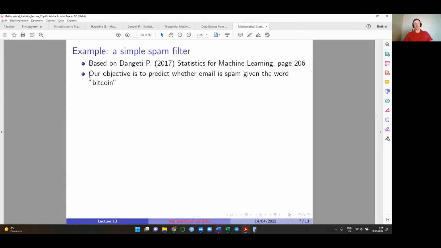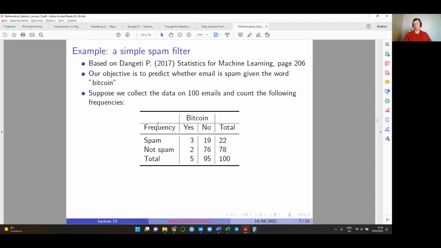So look, suppose that our objective is to predict whether an email is spam given the word Bitcoin. So the simplest task. Suppose we collect the data on 100 emails, a random sample of 100 emails, and we compute the following frequencies. So now you will see the contingency frequency table here.